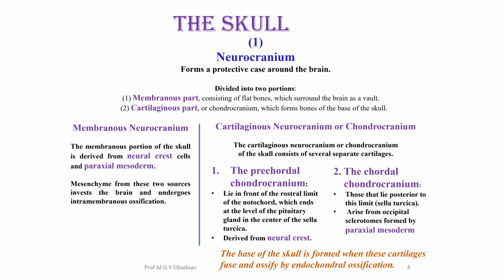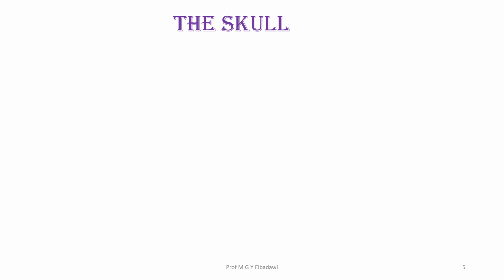So that is the neurocranium, the membranous part and the cartilaginous part. The cartilaginous, as you can see, is divided into precaudal and caudal, and the difference is in the way of ossification of both parts. The second part, which is the viscerocranium, forms the skeleton of the face, the bones forming the face.